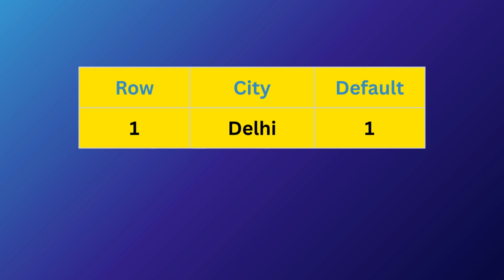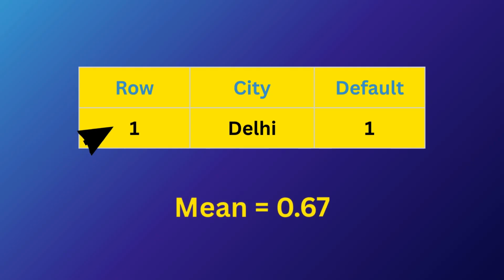Even more subtle leakage. Even if we don't include test data, leakage can happen inside training data. Look at row 1, which is Delhi with default value 1. Its mean value is 0.67. That 0.67 was calculated using its own target value, that is 1. So, the row is partially encoded using its own answer. The model can memorize patterns. This causes overfitting.